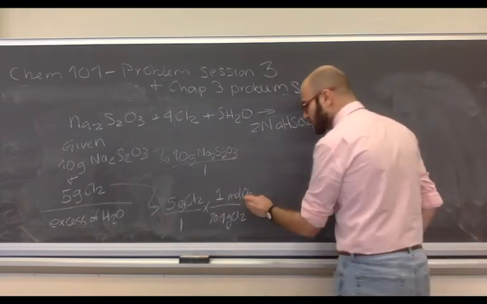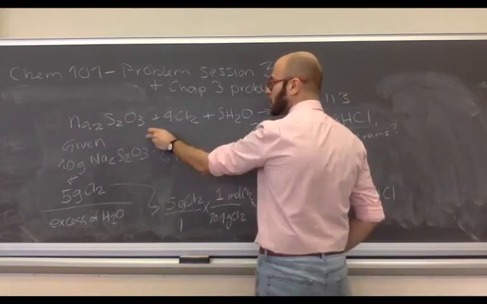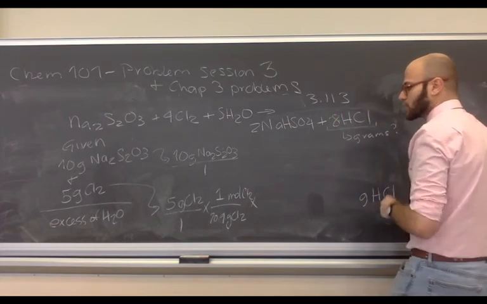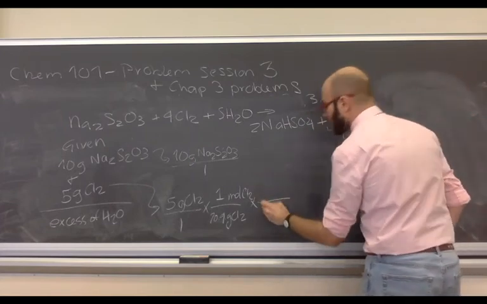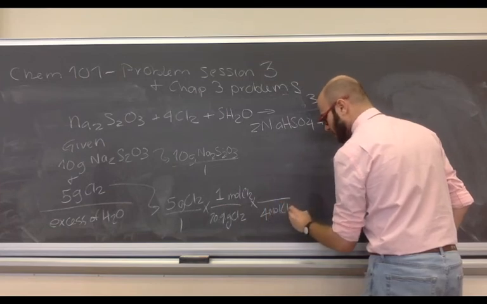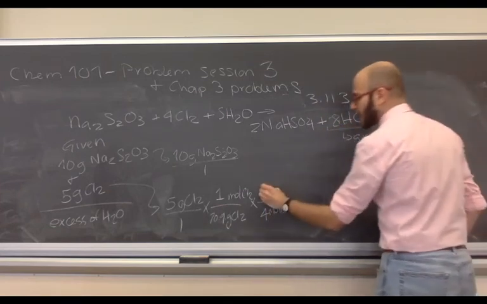Now that we're in moles of Cl2, we can finally use the equation we have. We know 4 moles equals 8 moles here. And so let's set that up. So in this case, I'll say it again, 4 moles of Cl2 equals 8 moles of HCl.